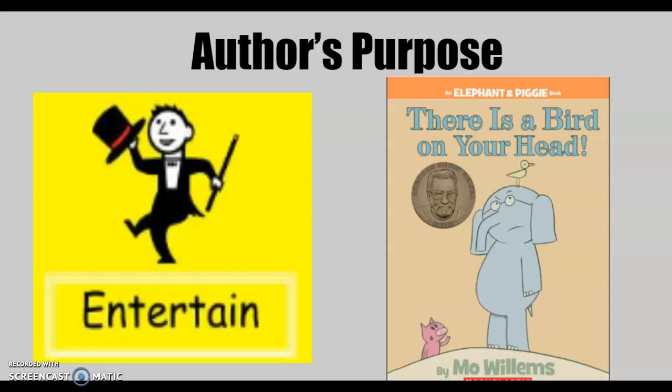Some of the things he does to make the book funny or entertaining is that he makes the characters say silly things, he makes the pictures look silly, and he uses the shape and size of his words to make them entertaining. So think of some other ways that Mo Willems may have made this book entertaining.